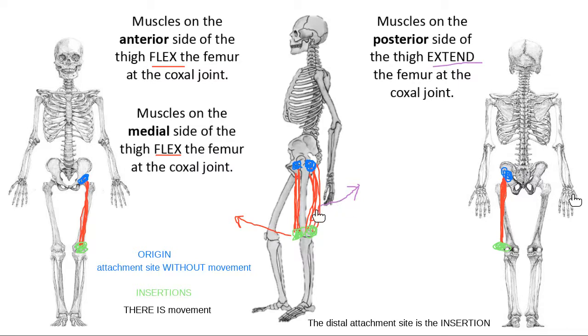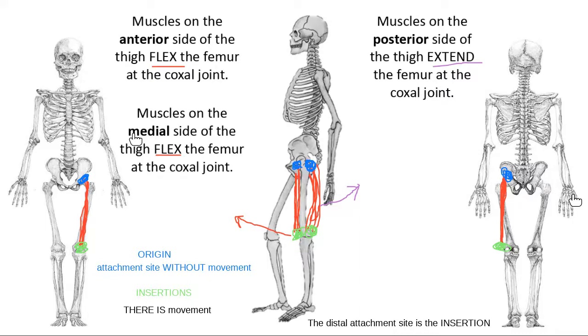So if you are a muscle that lives here on the back side of the thigh, you're always going to pull that thigh back toward the back side of the body where you're attached. If you live on the front side of the thigh, you're always going to pull the thigh forward toward the front side where you're attached.